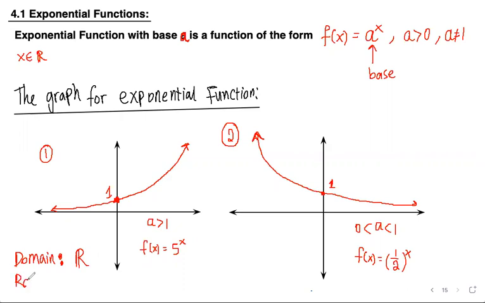And the range is this. What is the range? From 0 to infinity. The 0 is not included, because the graph will be close to the x-axis, but it will not touch it at all. So the domain is always R, the range is always from 0 to infinity.